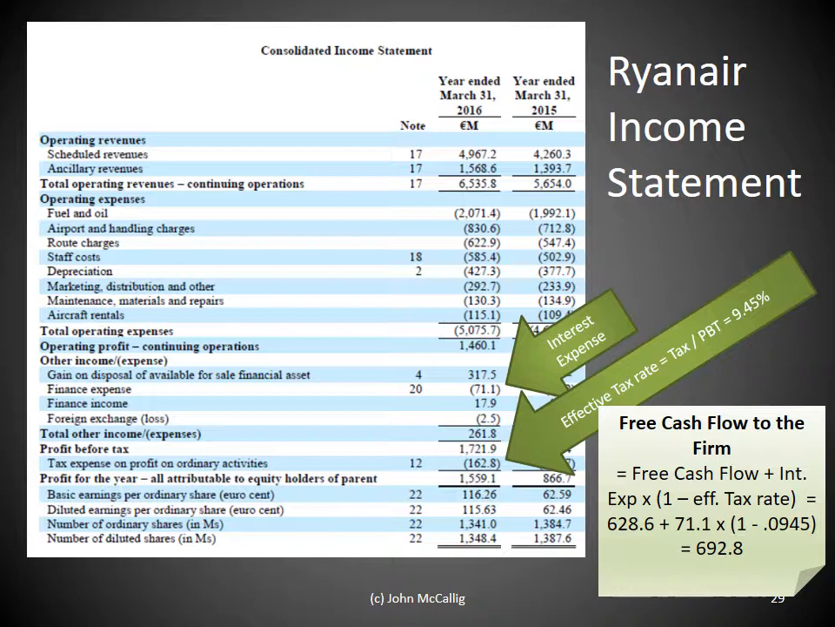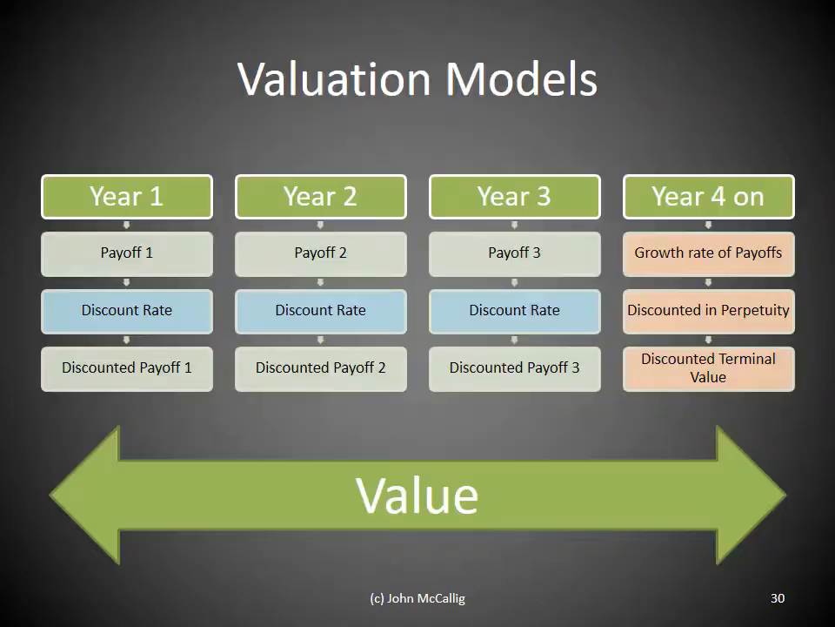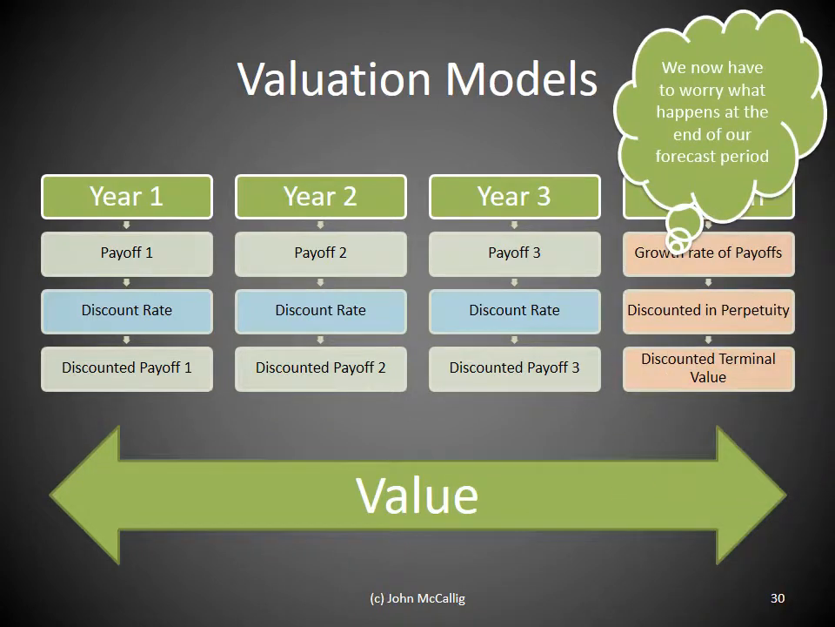We have to look at the income statement to get the other items. The interest expense is 71.1 million, and the effective tax rate is 9.45%, which you get by dividing 162.8 into 1721. You can look up effective tax rate on Bloomberg. And that works out then at 692.8, and that measure is free cash flow to the firm. So we now have a new payoff, which is free cash flow to the firm.